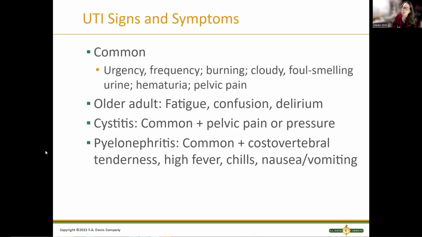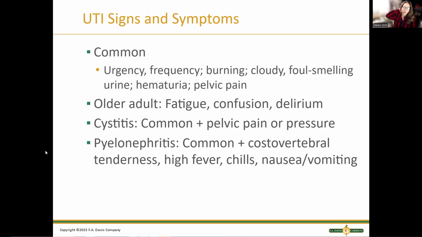Cystitis is the inflammation of the bladder. And so you're going to see the urgency, frequency, burning, cloudy, foul-smelling urine, hematuria, and pelvic pain, plus pressure in the pelvis area. And that's because the bladder is inflamed, it's swollen. And so that swelling in the bladder can feel like pressure in your abdomen.